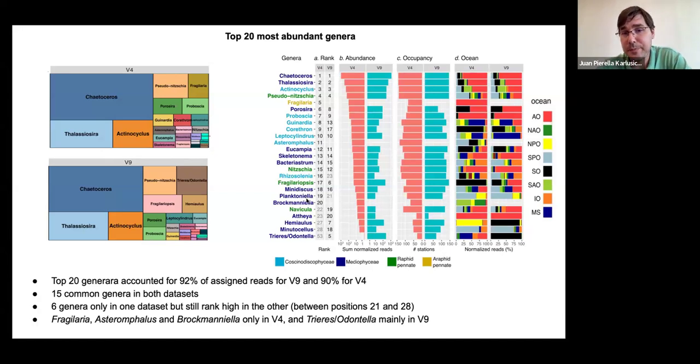And here in the graph, you can see the whole list of the top 20 most abundant genera. In the first column is the rank according to the V4 dataset and according to the V9 dataset. There has been some debate in the community regarding which regions are better to target diatoms. Our results are nice in that they seem to be very similar, and the methods are robust enough so that there are 15 common genera in both datasets.